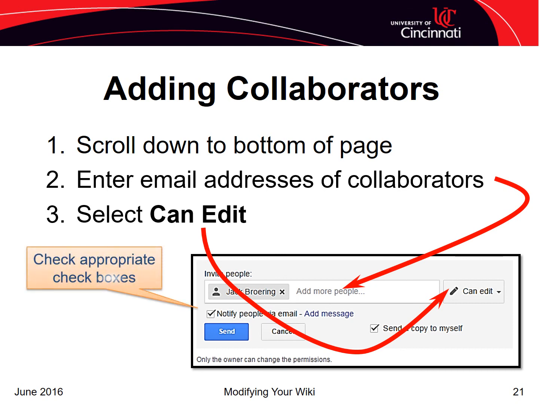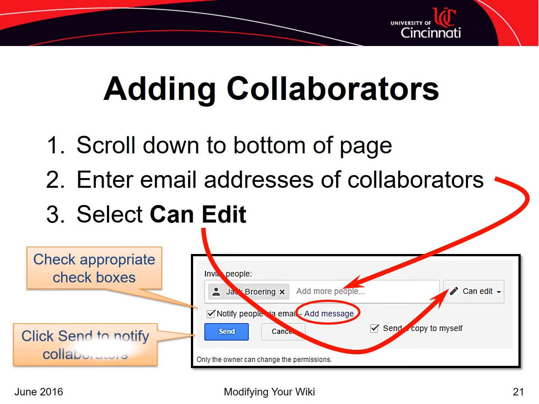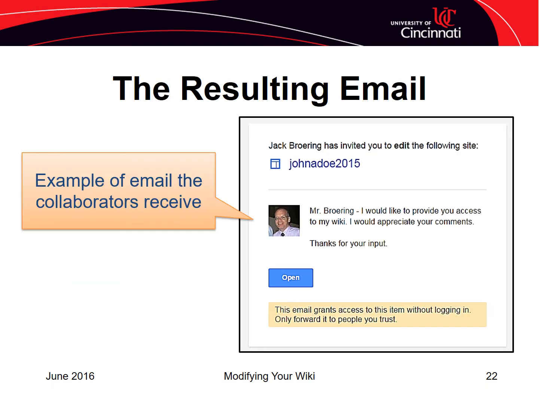If you check the Notify People via email box, you can also add a message to send by clicking on the Add Message link. This is a good idea so the collaborator knows why they received the message. Click Send when all the appropriate emails and options are selected. This illustrates the information that a collaborator will receive when you hit the Send button. All they have to do then is to click on Open to view your wiki.